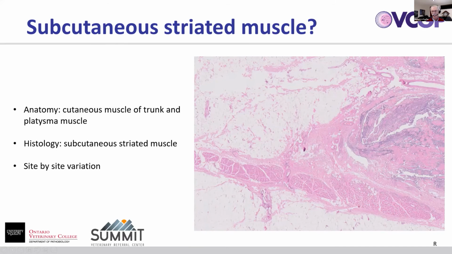This particular muscle varies greatly in the type of tissue that surrounds it. So its epimysium can be very thick. It can be non-existent. It can be on both sides, as you see here, or it can be just on one side. And this here happens to be a dermal mast cell tumor. It's growing in the skin.